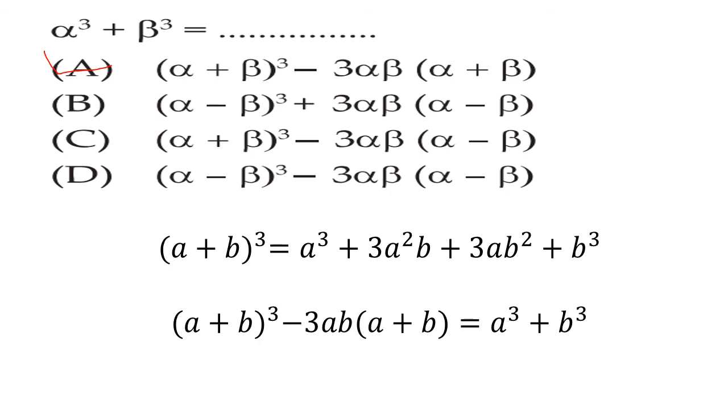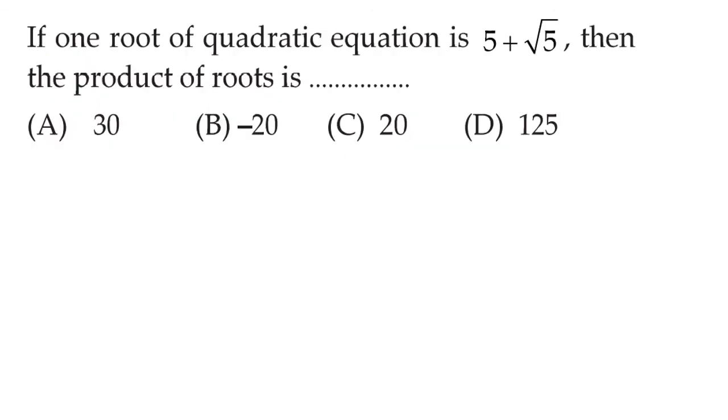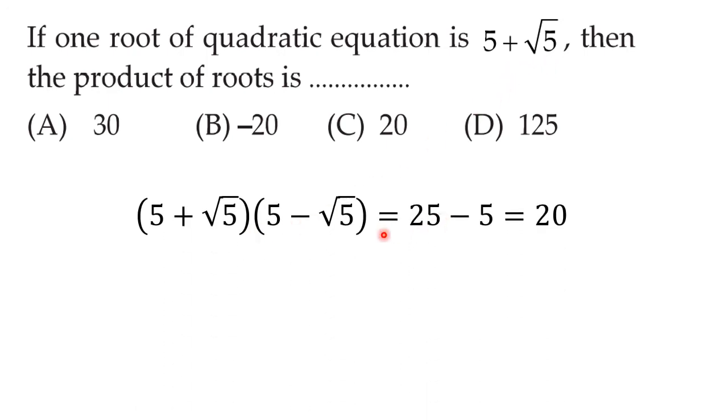Now let's discuss the next one. I think this is the last one. If one root of a quadratic equation is 5 plus root 5, then the product of the roots is. Such a question we have seen: if one root is given, very easily we can find the other root simply by changing the middle sign. So if one root is 5 plus root 5, then the other root has to be 5 minus root 5. And then we can find the product of that: 5 plus root 5 into 5 minus root 5.